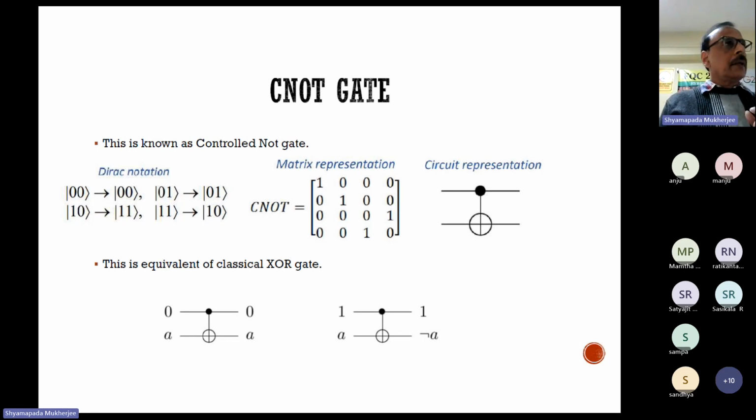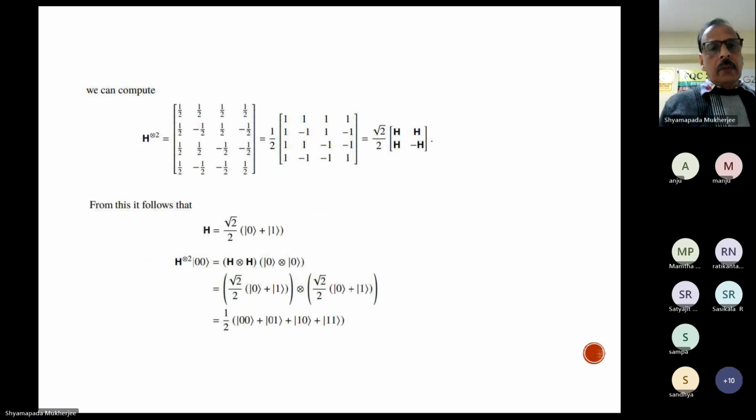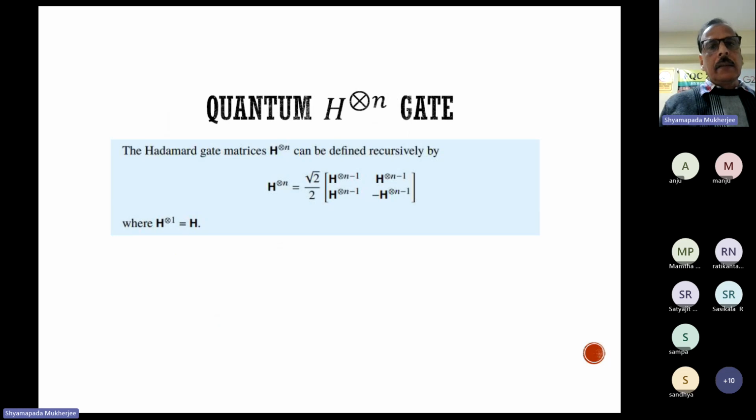You know what is a NOT gate. Now you see, its classical analog in classical computation is the XOR gate. So the CNOT gate in quantum computation acts exactly like your XOR. And then I have a 2 qubit Hadamard gate, which you have studied in detail. So for the time being I am going very fast. From the 2 qubit gate, I can calculate the 3 qubit Hadamard gate, then any qubit Hadamard gate also.